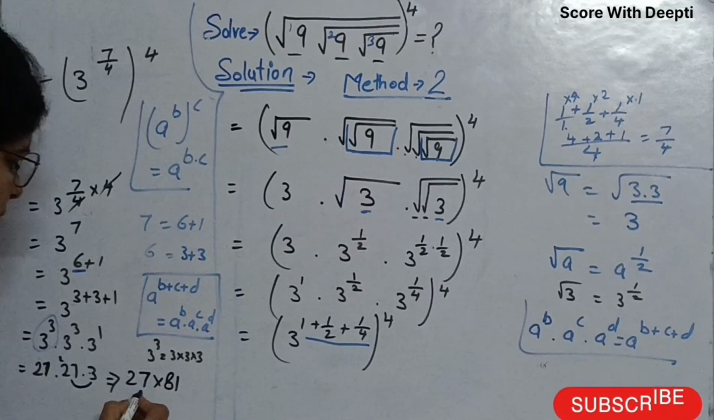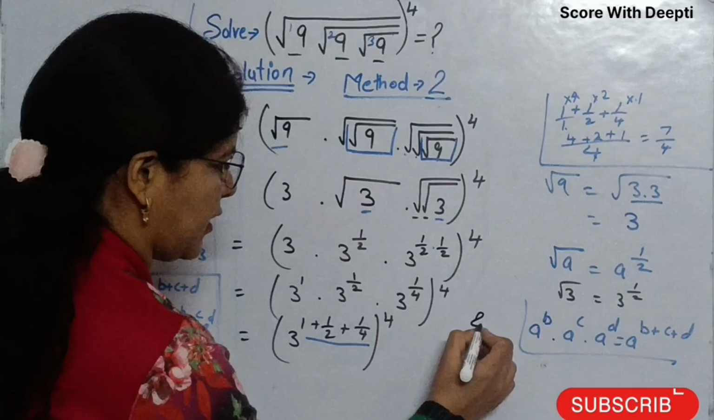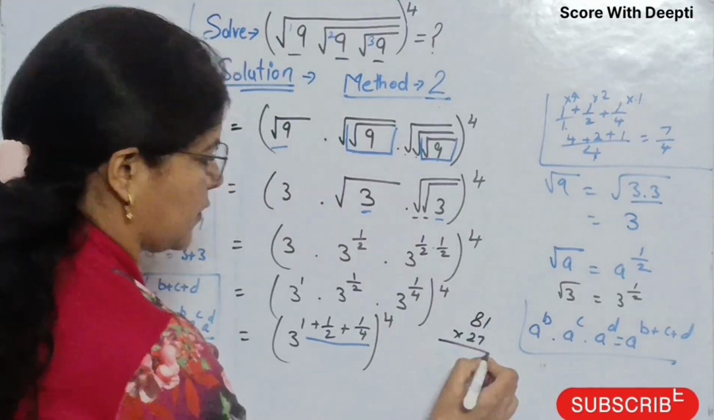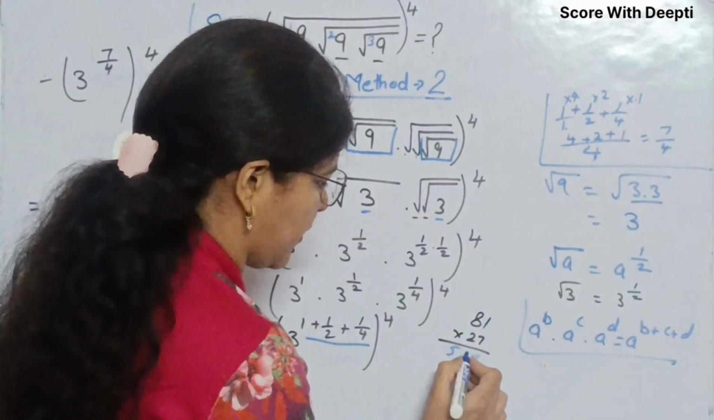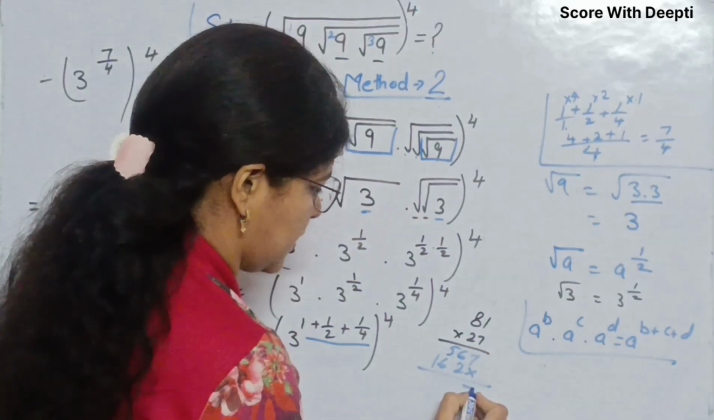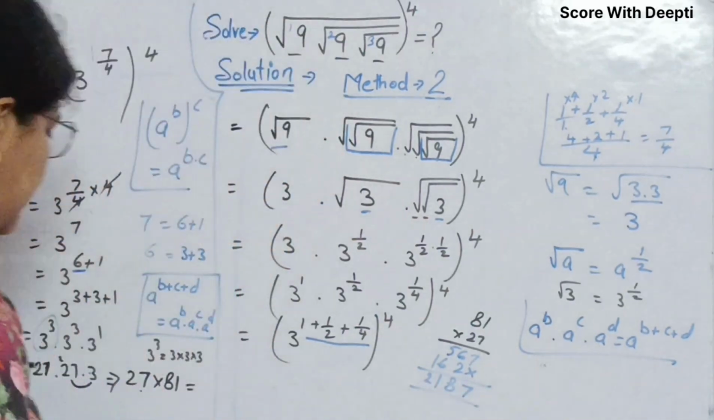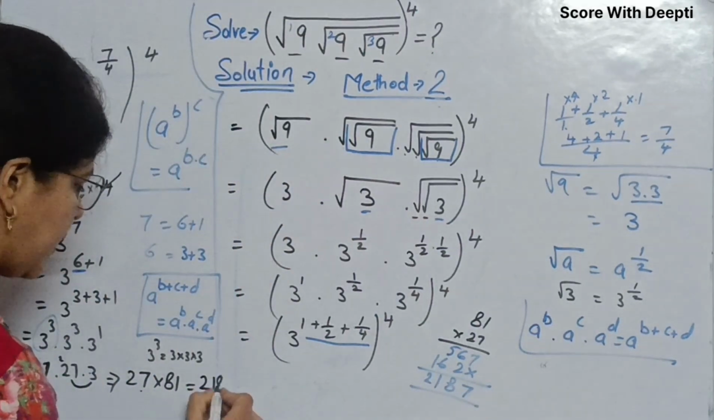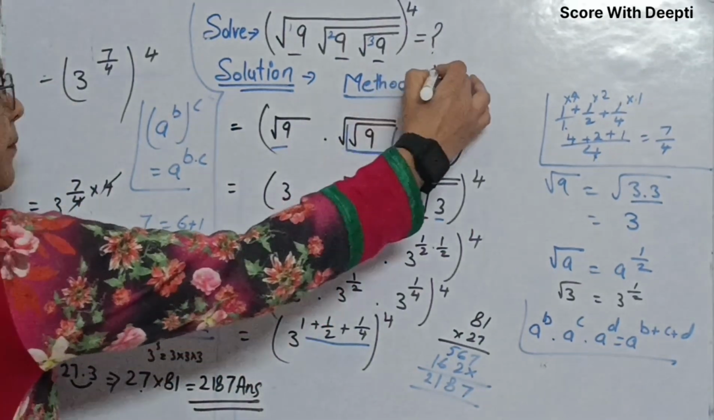Next multiply 27 with 81. We get 7 ones are 7, 7 eights are 56, 2 ones are 2, 2 eights are 16. So 7, 8, 1, 2. 2187 is the answer of this question with the second method.